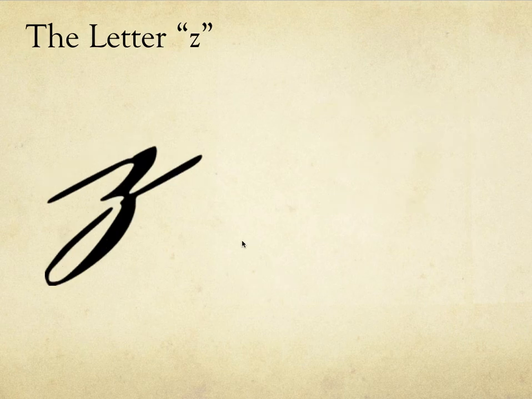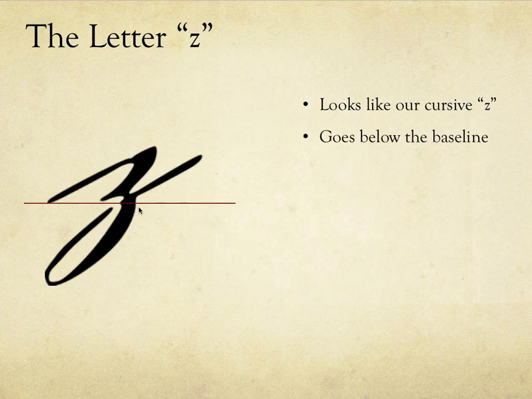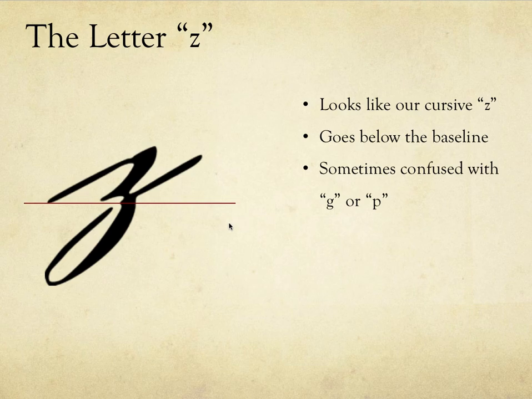And our final letter, the Z, looks just like our cursive Z, goes below the baseline, and every once in a while you might get confused with a G or a P just because of this loop here. But the Z has this little part here and no loop at the top, so I usually don't have too many difficulties deciphering Z's, and hopefully you won't either.